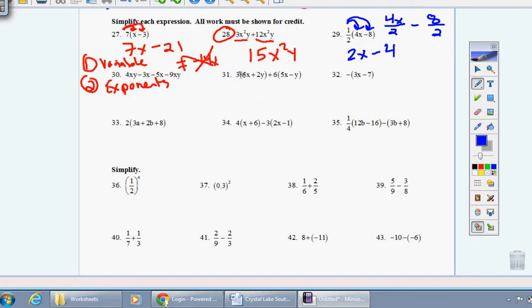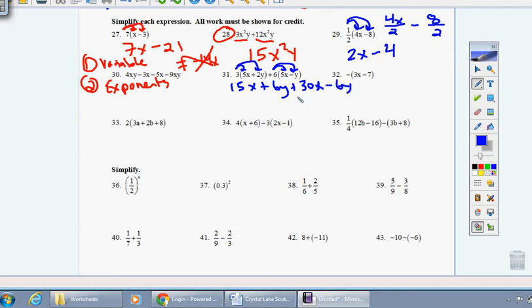Alright, a double distribute problem. Let's distribute this 3 and then distribute the 6 and combine our like terms. So 3 times 5x is 15x. 3 times 2y is 6y. 6 times 5x is 30x. And 6 times negative y is negative 6y. So this should be 30x minus 6y.